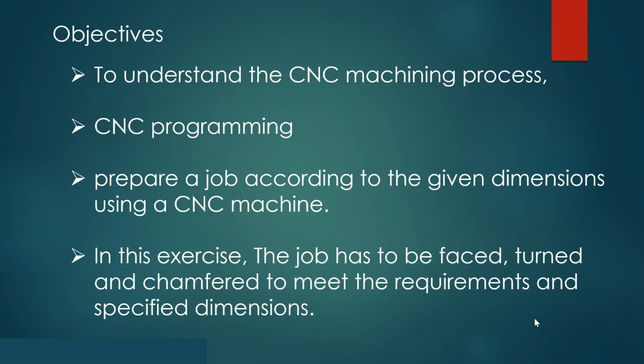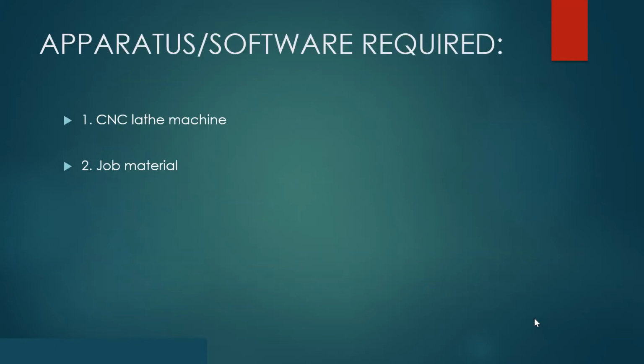In this exercise, the job has to be faced, turned and chamfered to meet the requirements and specified dimensions. So we are going to concentrate only on facing, turning and chamfering operations in a CNC lathe. What apparatus and software are required? Of course, a CNC lathe machine is required and job material is required.